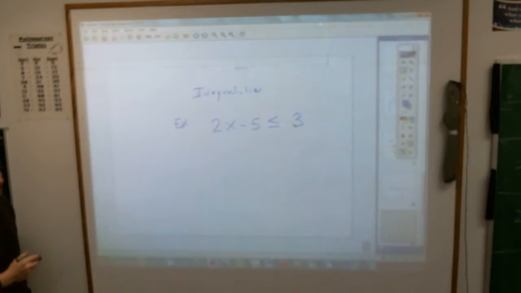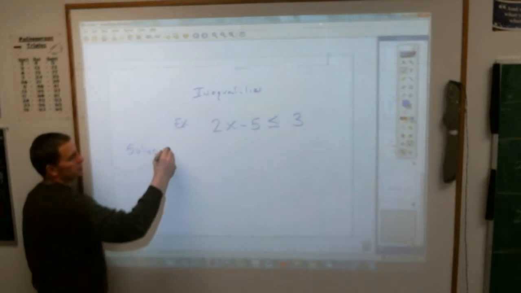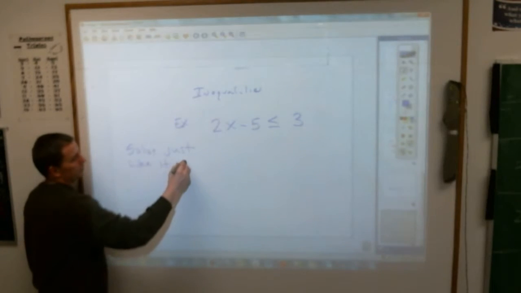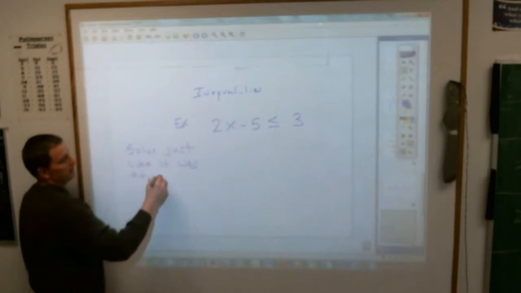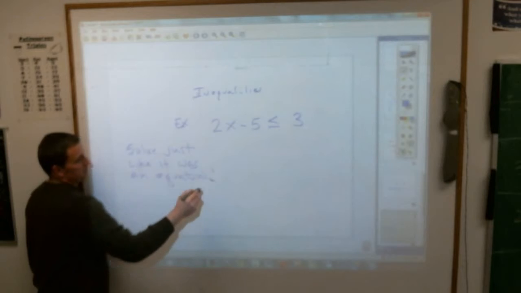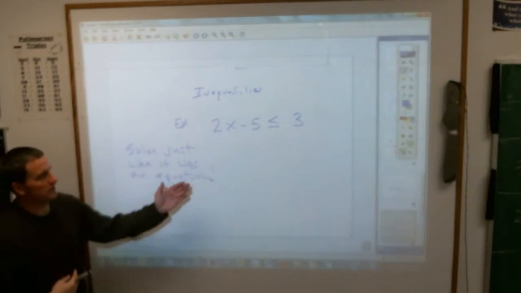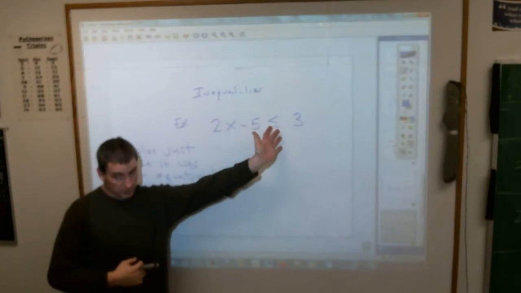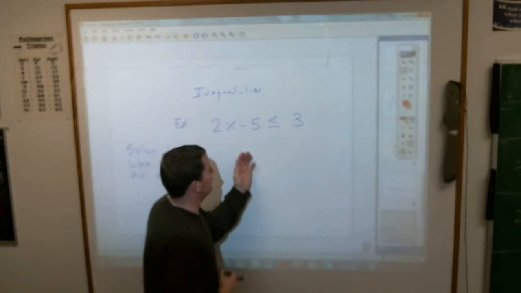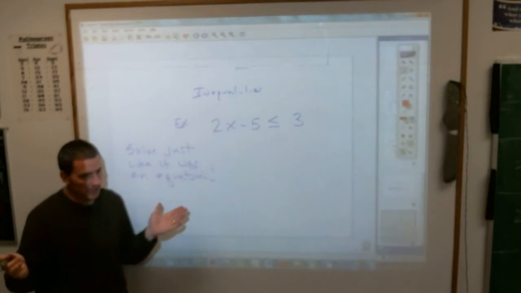Please get this in your head. You solve this just like it was an equation. In other words, you do the exact same thing you would do as if it said 2x minus 5 equals 3. Same exact steps. You're just trying to solve for x. I want to know what x is less than or equal to. So what would I do in this case?